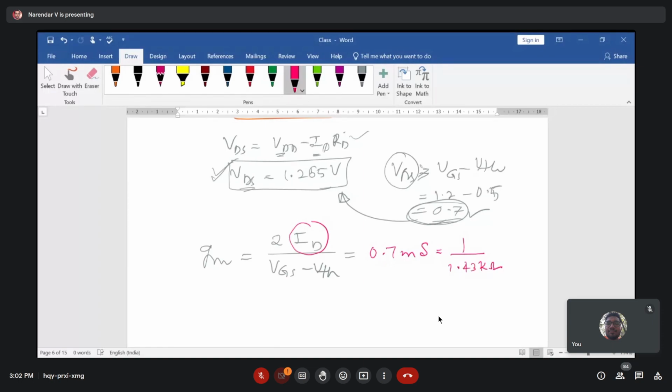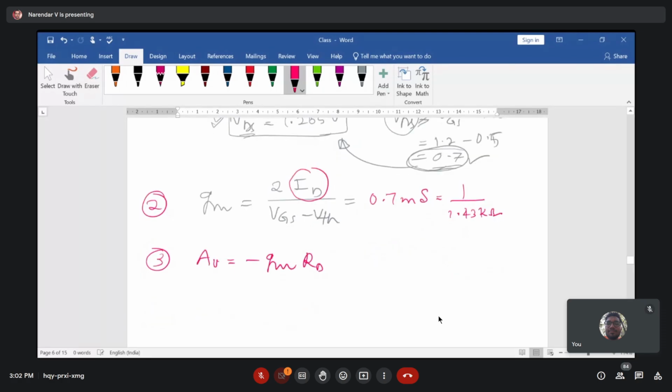Okay. This is the second parameter that we are calculating. The third parameter that we have to calculate is the gain of an amplifier, AV, which is minus GM times RD parallel with R naught. R naught is given as 0, so then the formula is this one. GM is known to us, RD is known to us. Just substitute the values, and you will get AV equal to minus 2.1.